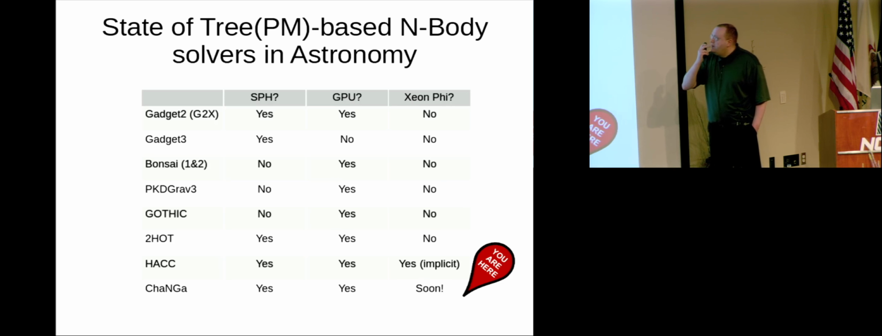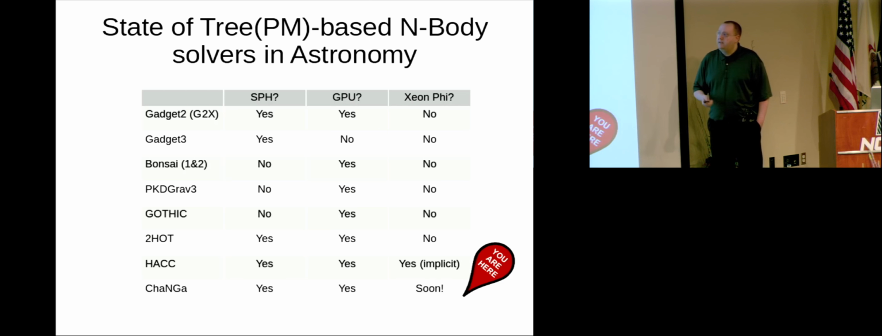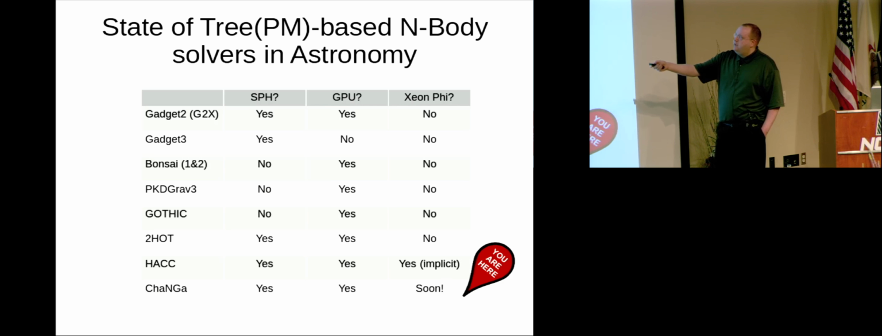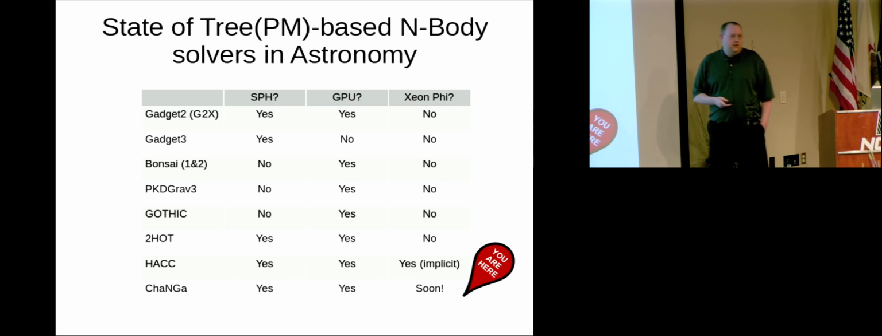So if we look way back at Gadget 2, this came out in about 2005, sometime in that range. There is a version called G2X that was developed by an NVIDIA fellow who actually ported Gadget to GPUs, which is why it has GPU support, but it doesn't have any Phi support. Gadget 3 came out a couple years later, has SPH but no accelerator support. Bonsai 1 and 2 is actually a GPU only. Well, Bonsai 1 is GPU only. Bonsai 2 is GPU plus CPU. They found out that if you don't use the CPUs, it doesn't go as fast. But it doesn't have any SPH, so they can't do any baryons.